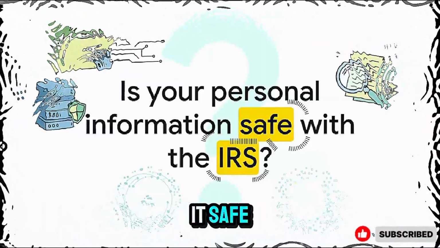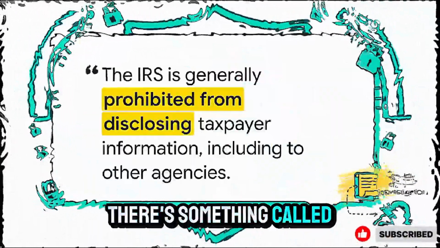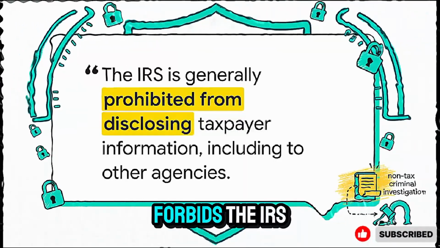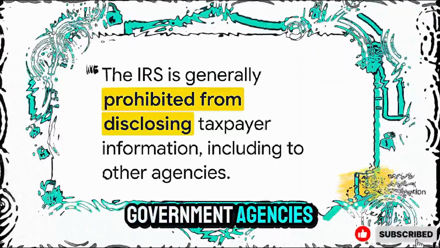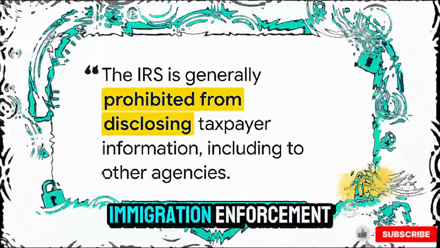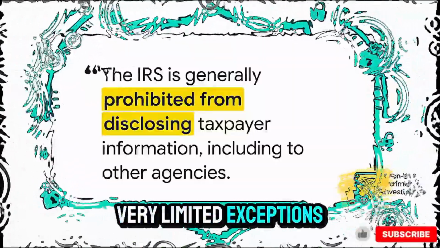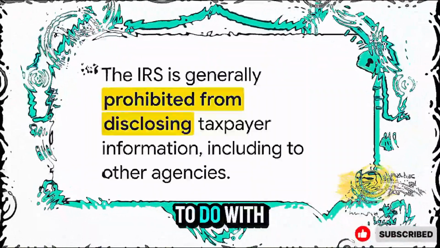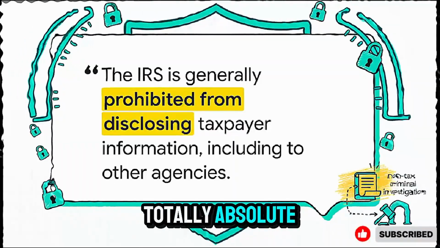Is it safe? Well, the good news is the law is pretty clear on this. There's something called Internal Revenue Code Section 6103, and it basically forbids the IRS from sharing your taxpayer info with other government agencies, and that includes immigration enforcement. Now, there are some very, very limited exceptions, like a federal court order for a criminal case that has nothing to do with taxes. So the protection is strong, but it's not totally absolute.